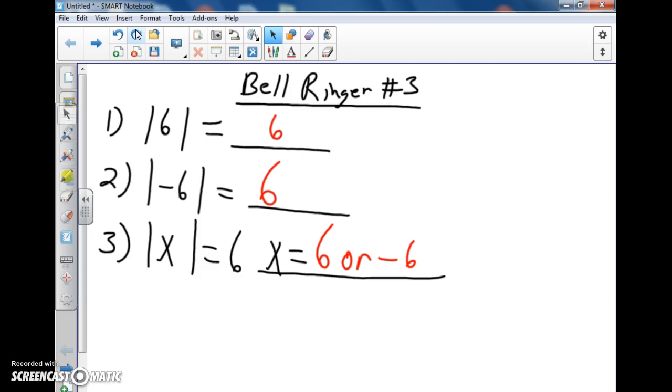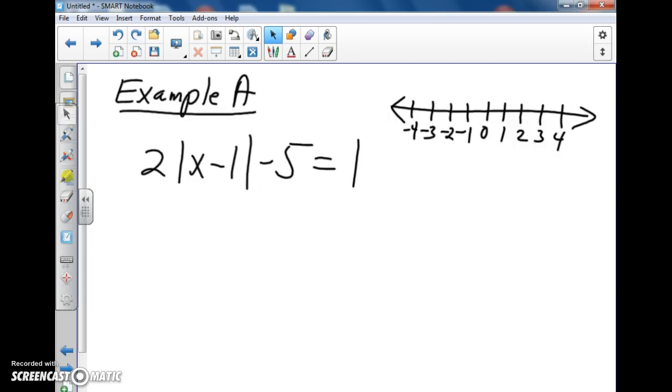So what did we just learn? When you solve an absolute value equation, there are 2 answers to it. Everybody clear? That's commonplace here in algebra. All right, so here's example A on your notes.